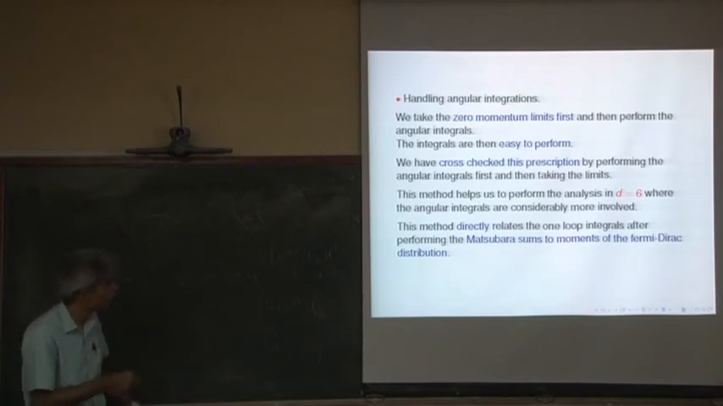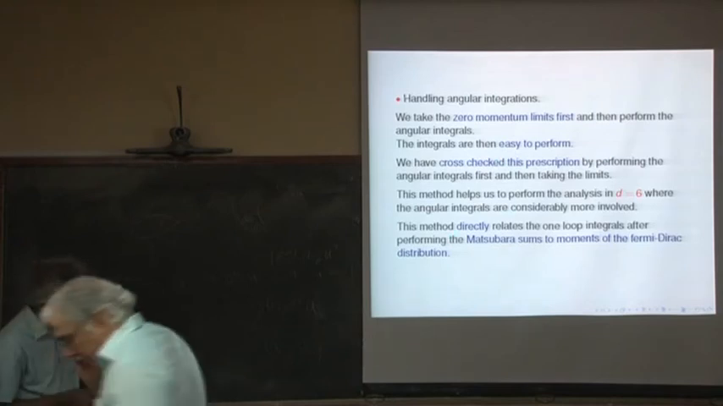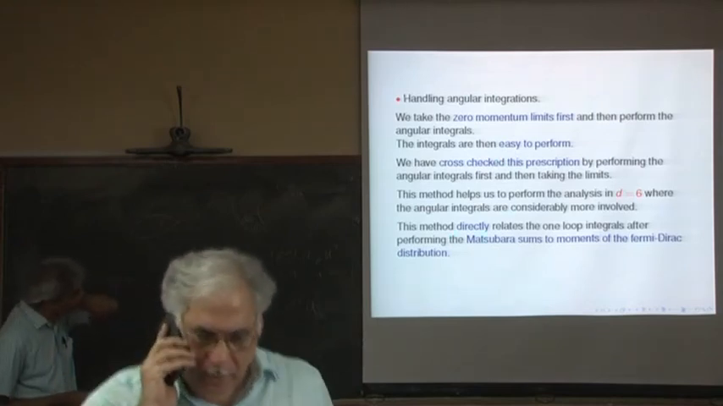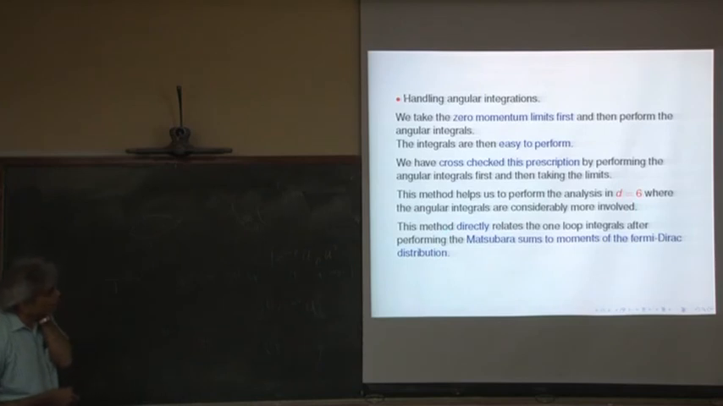For 4 dimensions we checked both ways. We can take the zero momentum limit first and then perform the angular integration. It's quite easy to perform there. It's quite trivial actually. It drops out, and then you do the angular integration. This prescription is very useful, especially when you go to higher, 6 dimensions. It's very useful for us.